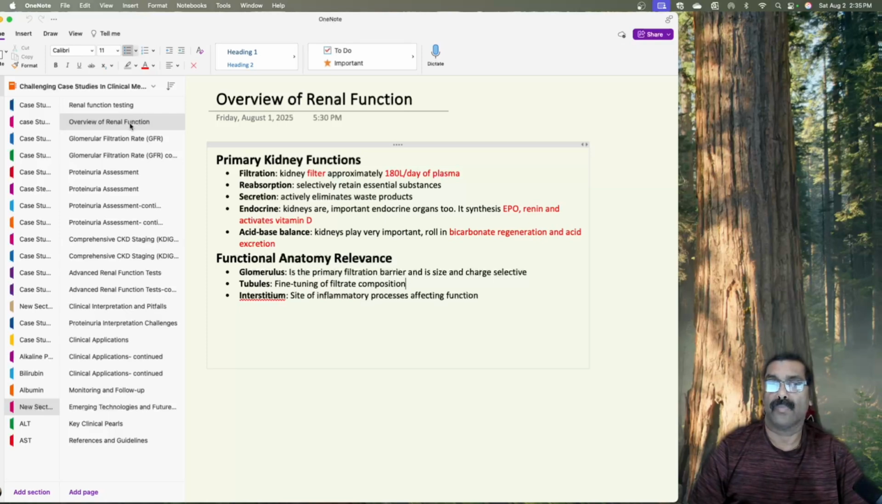Kidneys have some very important endocrine functions, including synthesis of erythropoietin, renin, and activation of vitamin D. Kidneys play a very important role in bicarbonate regeneration and acid excretion. Functional anatomy relevance. Glomerulus is the primary filtration barrier and is size and charge selective. Tubules fine-tune filtrate composition. Interstitium is the site of inflammatory processes affecting function.